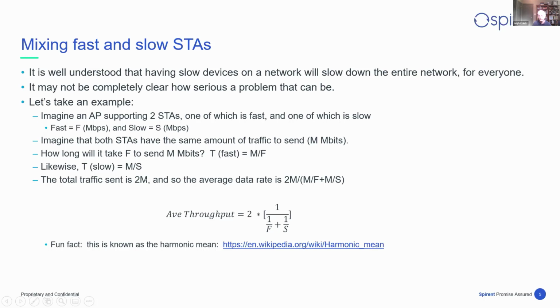So the total traffic sent is going to then be 2M, and the data rate then would be 2M over the time, which is the sum of the fast time and the slow time, as shown here. If you just cancel out the M's because they don't matter anymore, you can see that the average throughput in this case is 2 times this ratio, which is based on 1 over the fast rate and 1 over the slow rate. By the way, this is known as the harmonic mean, and you can feel free to read about it many places, but Wikipedia's got a nice little entry on it.